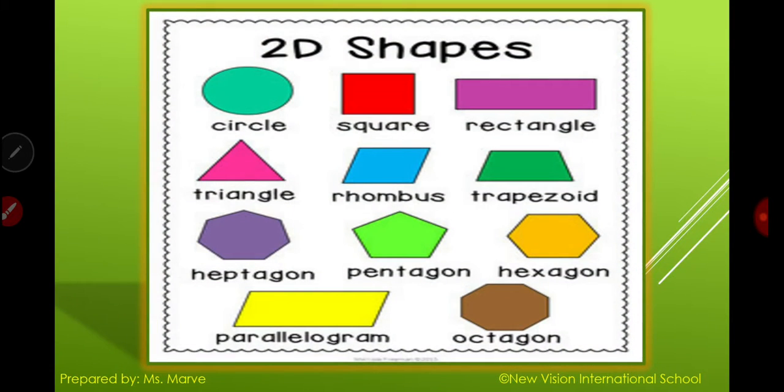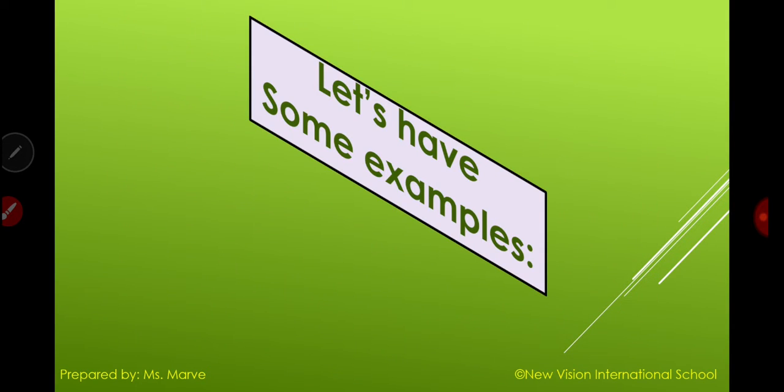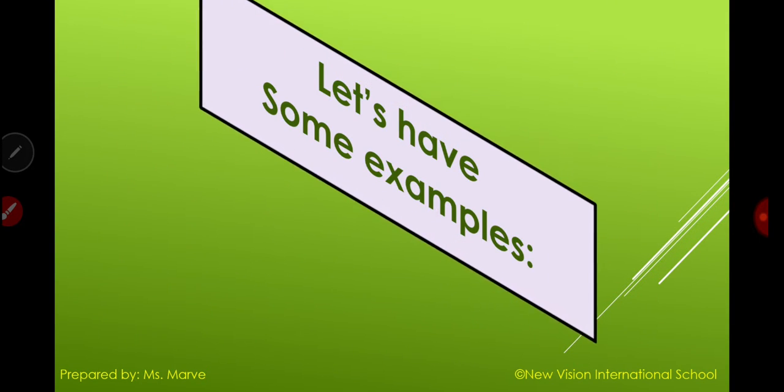Here, remind yourself about the 2D shapes. We have circle, square, rectangle, triangle, rhombus, trapezoid, heptagon, pentagon, hexagon, even octagon. Okay, let's have some examples.